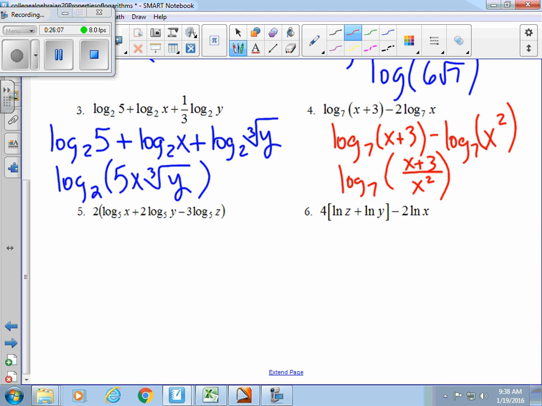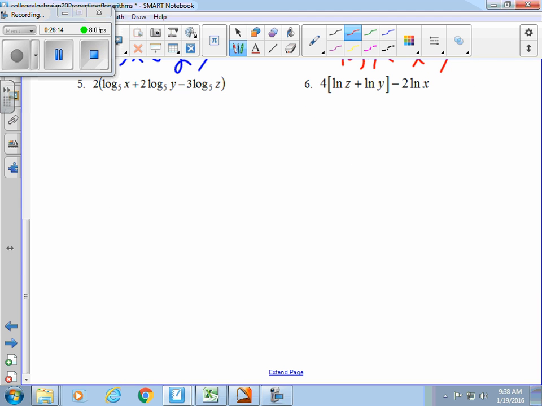Okay, number 5. 2 very correct options. Someone give me one of the 2 very correct options. What did I do first? The 2, I could put it with everything. Is that what you were going to say? I could distribute the 2 to everything. Would you be correct? Yes. Or you could combine the logarithms and then work with the 2. I don't care which way. I kind of like putting the 2 in first.